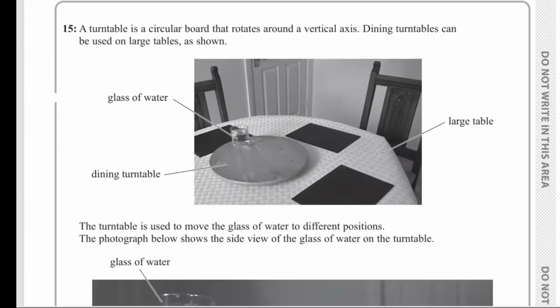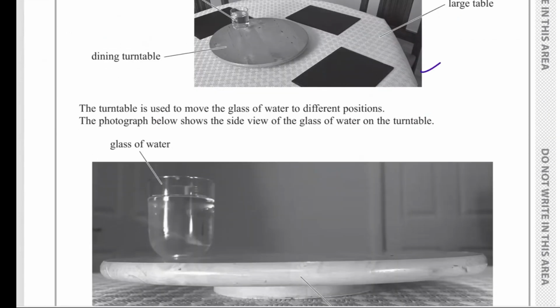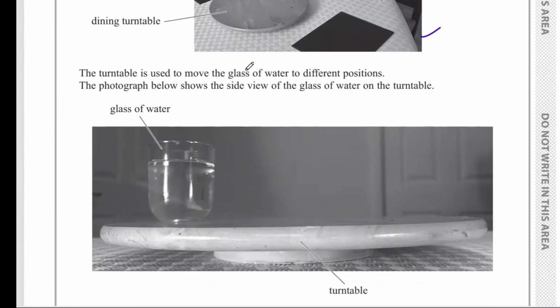Now we've got question number 15, and in it we have got a turntable, right? This table is going to turn, like the people use it on the table. This glass is going to rotate and serve everyone sitting on these chairs. It rotates around the vertical axis. Dining turntables can be used on large tables as shown, mostly in Japan. The turntable is used to move the glass of water to different positions. The photograph below shows the side view of the glass of water on the turntable.